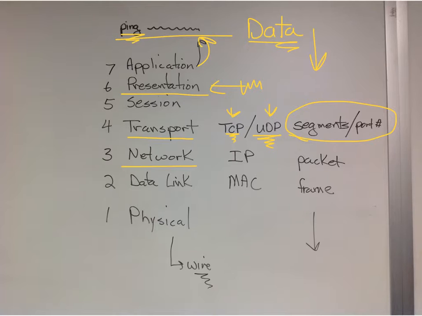Then at the network, we have a segment. Then at the network, we create a packet. We add the IP address in there. Then at the data link, we add the physical MAC address, and then it's called a frame. And then it's put on the wire. The physical layer figures out how to represent the ones and the zeros on the wire, typically by altering the voltage.